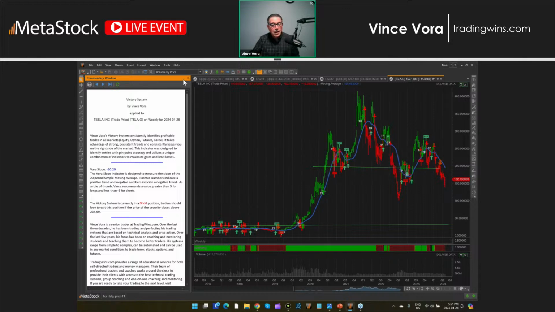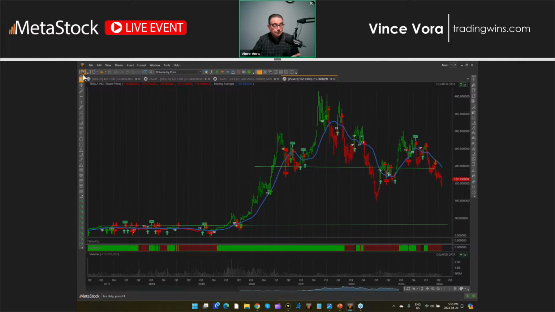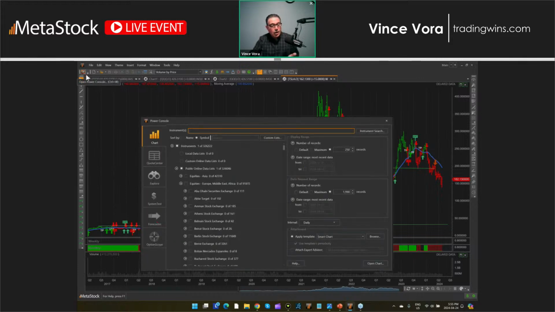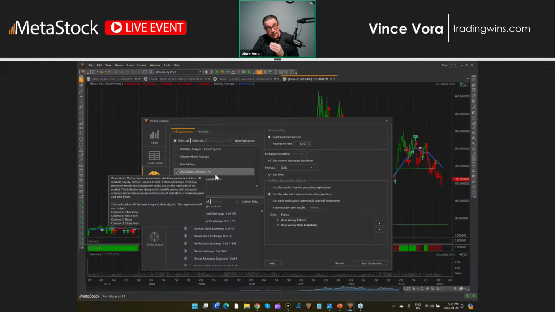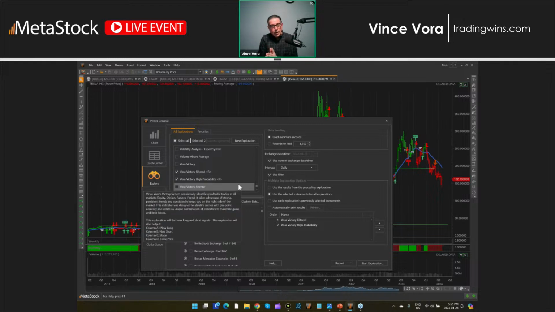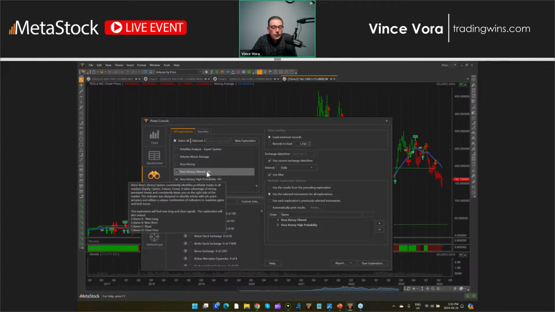It's really handy. The other thing is there's a scanner. If you click the power console up here, top left, go down on the left side here, three down to Explore. And now you want to select what you want to scan for, which would be Victory 2.0. Now, these are alphabetized, so you'd have to go to the bottom here for all the Vora ones, okay? And there's a few different ones here. There's Vora Victory, what we call Vora Victory filtered, which means it's filtered for slope. So if you want to save your time and only look at the ones that have significant slope, you're going to look for the filtered ones.